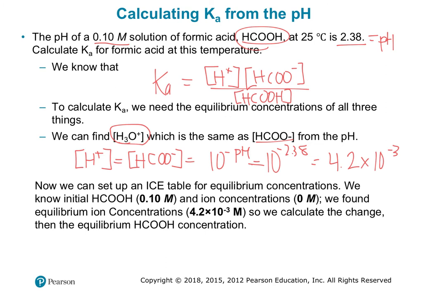So the next steps are going to be to set up our ice table for these concentrations, knowing that we know the original concentration because we added it or created this concentration, and then using pH we found the equilibrium concentrations for those, so we can calculate our equilibrium concentration of formic acid.